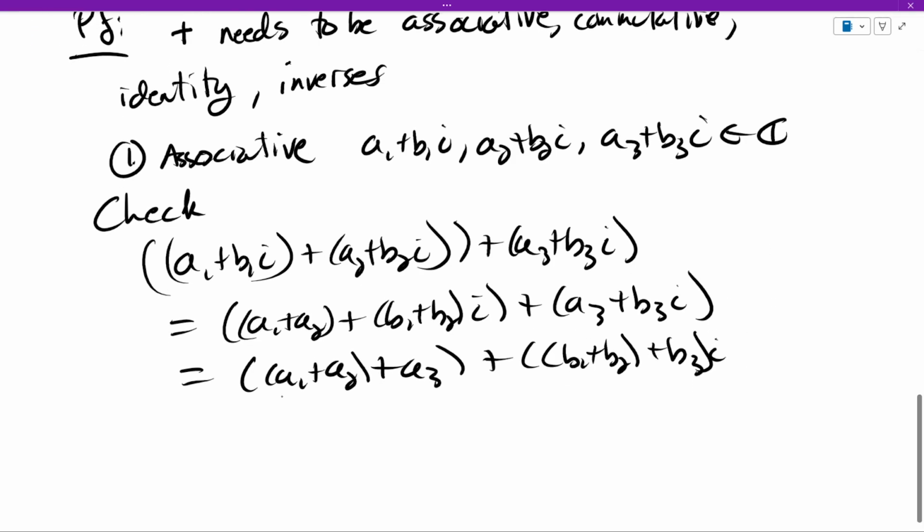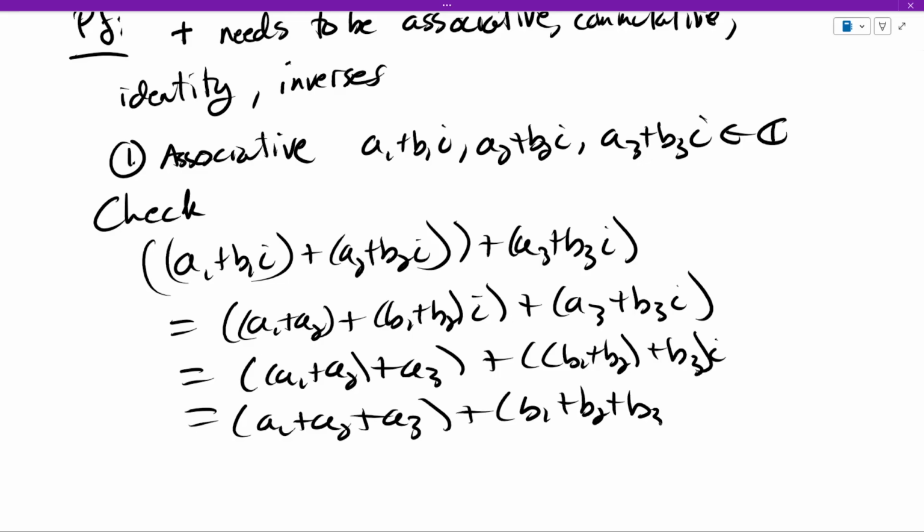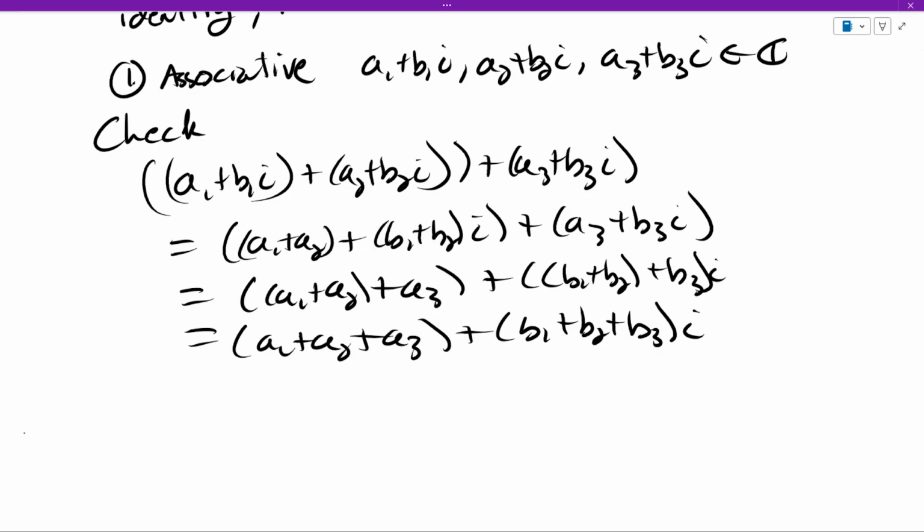Now, addition of real numbers is associative, and these are just real numbers, right? The real and imaginary part are just real numbers. And so it doesn't really matter where we put the parentheses here. So one could even write just a1 plus a2 plus a3, because it does not matter the order in which you add them, and b1 plus b2 plus b3. So one could write that, and I will. All right, so let's call this star for a second.